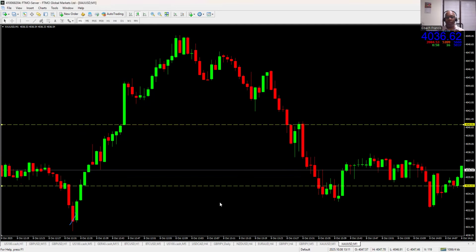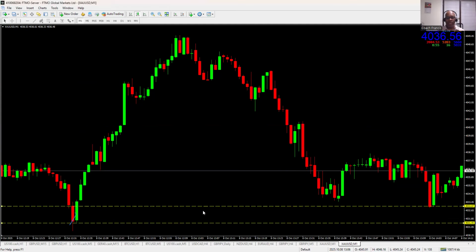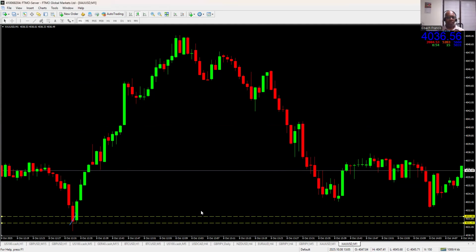There are times when a pullback could be big. There are times when it's shallow, a deep pullback or a shallow pullback. That's for another video. But here we see when price got to this high after having come all the way from the bottom here, it basically began to reverse. How do you know when it's going to reverse?